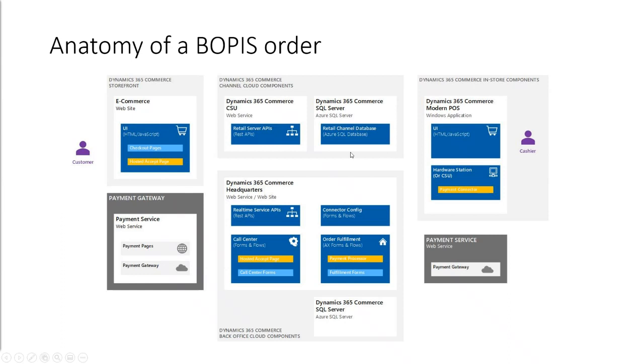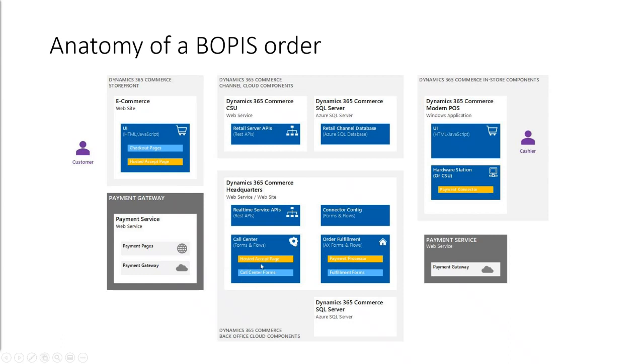The order sits in the channel database, and then periodically that data is synchronized to the back office. And I say periodically, you could set the frequency to be every minute if you wanted. There are also some capabilities to do real-time order syncs to the back office, though we recommend putting these on a schedule. But that order is synchronized from the channel database to the ERP or headquarters database.